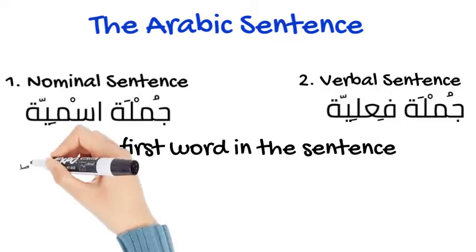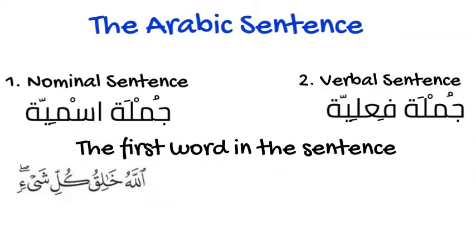So Allahu khaliqu kulli shay'. So this sentence starts with the word Allah, or Lafz al-Jalal, the glorious name of Allah subhanahu wa ta'ala. So this is a noun. And so because it starts with a noun, then this is a nominal sentence.